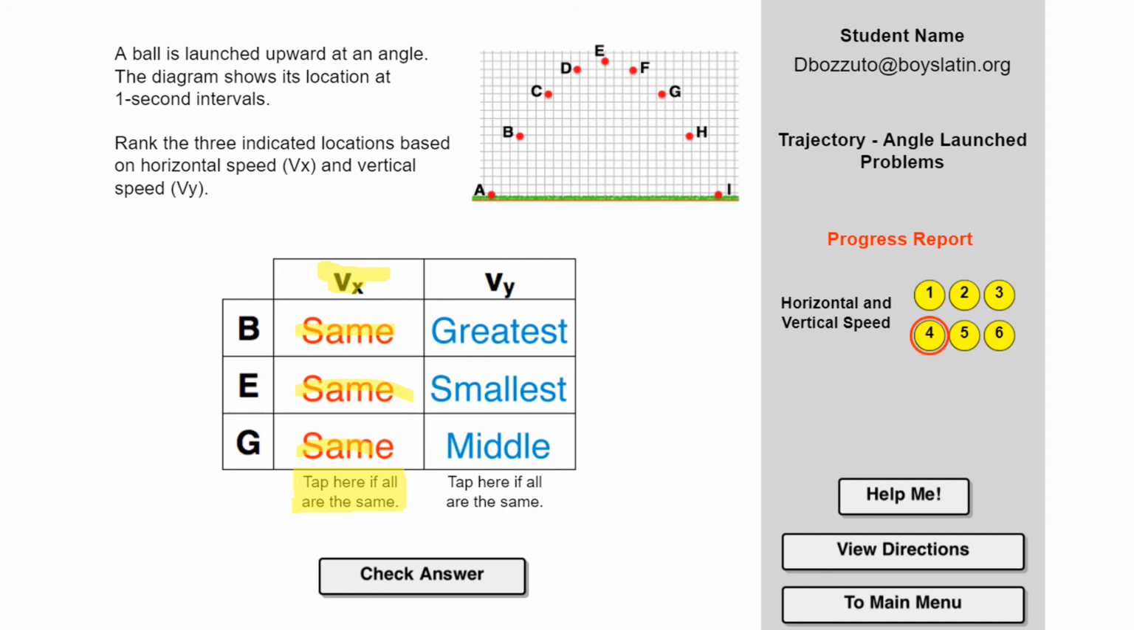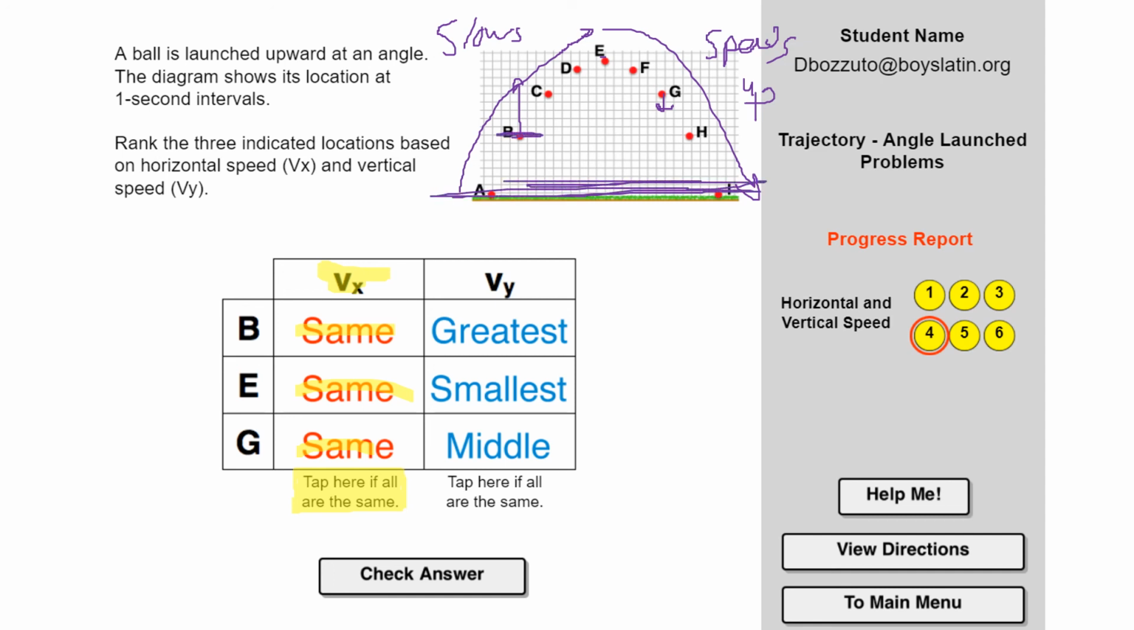But how am I going to know which Vy is the greatest? Concept. You understand that as the ball goes up, it slows down, and as it comes back down, it speeds up. So I have a choice between B, E, and G. We don't care about direction. We just care about absolute speed. The lower to the ground, the faster it's going. This is going to be the fastest, then G, then E. And you know that because if I put in the numbers here, B would have a bigger number than G based on its position.